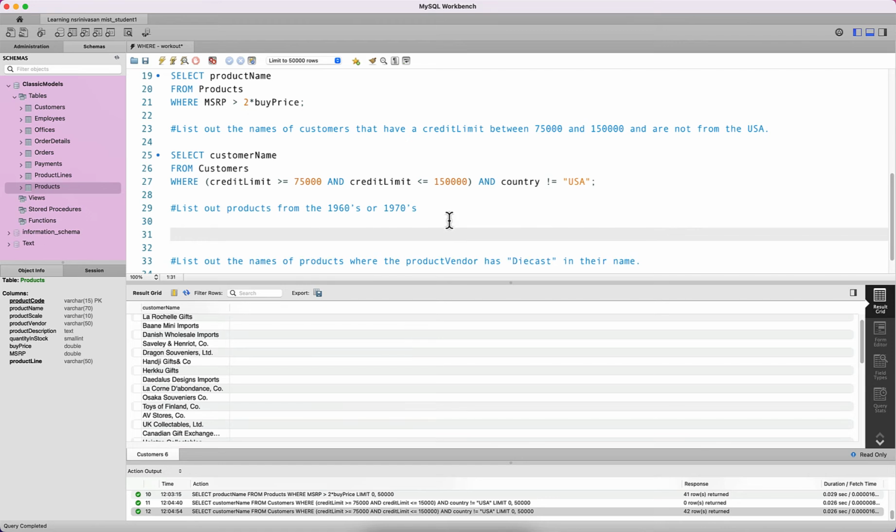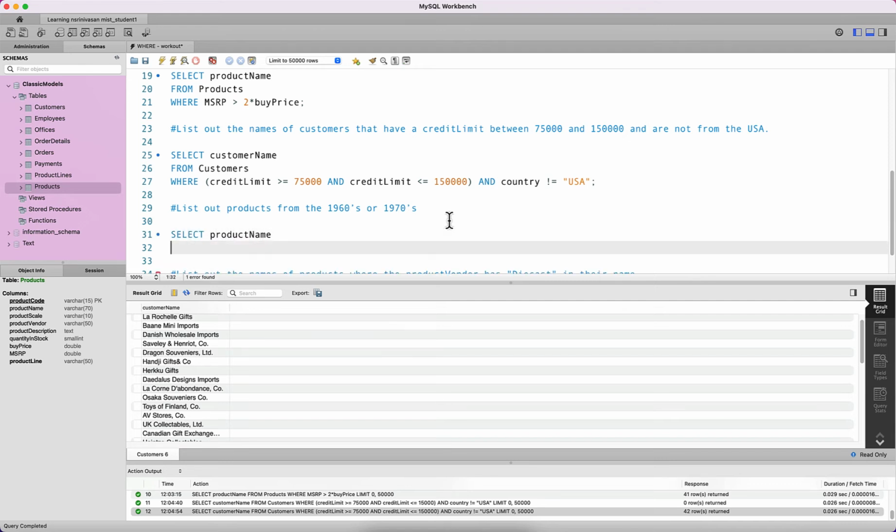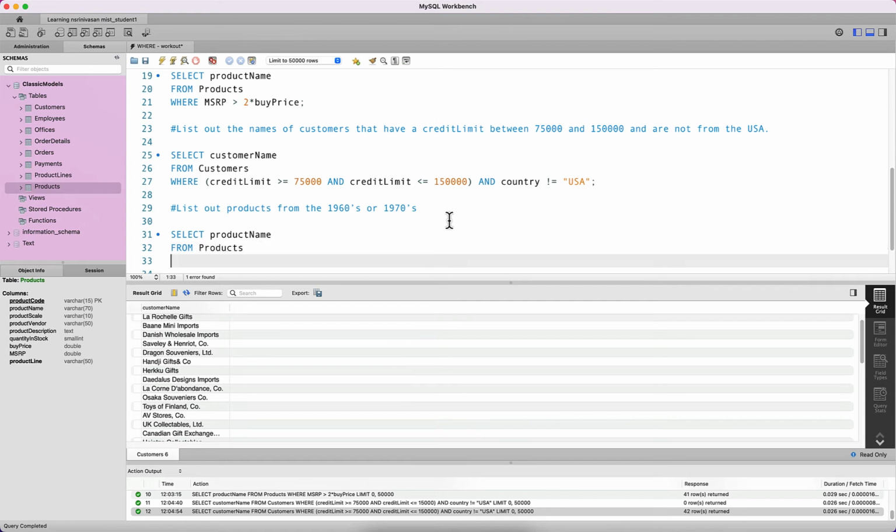The next one is asking us to list out products, or in fact product names, from the 1960s and 70s. So I shall say select product name from products. Now, how do I know when the product is from? Well, one of the easiest ways when you're given a very general query like this is to actually take a look at the data. How do you take a look at the data? You take a look at the data by running a select star from products table. You will notice that every product name is prefixed by the year the product was manufactured, right?